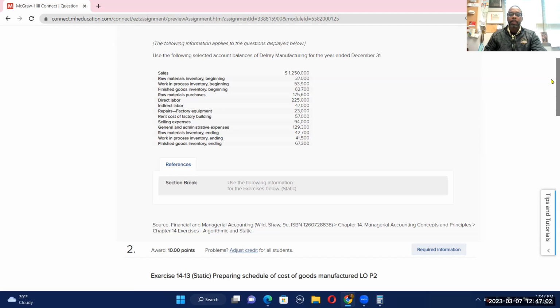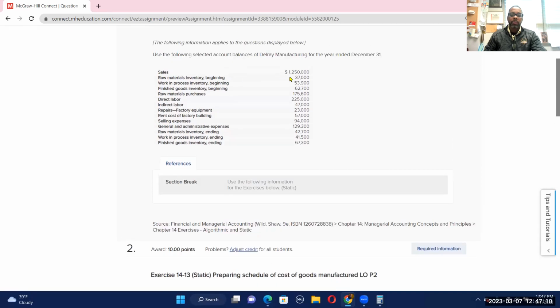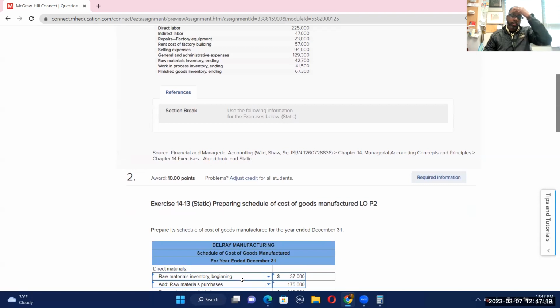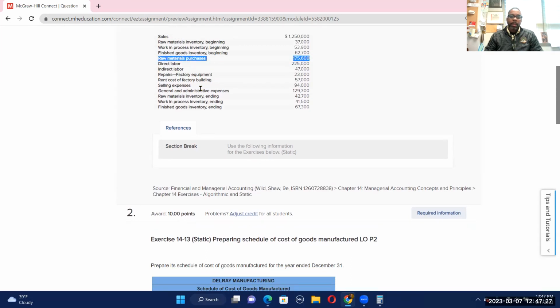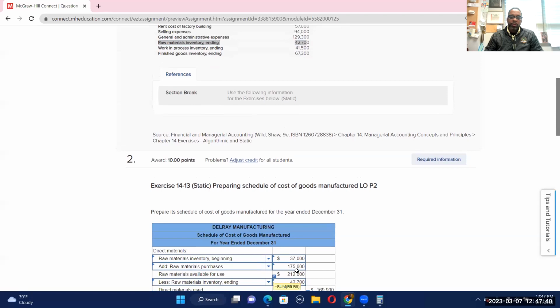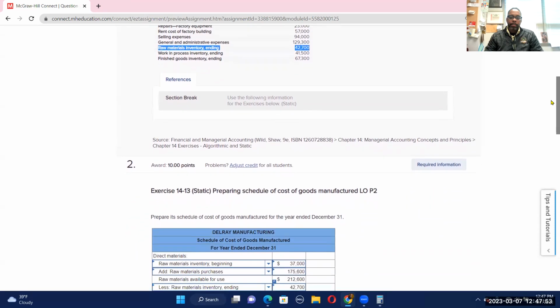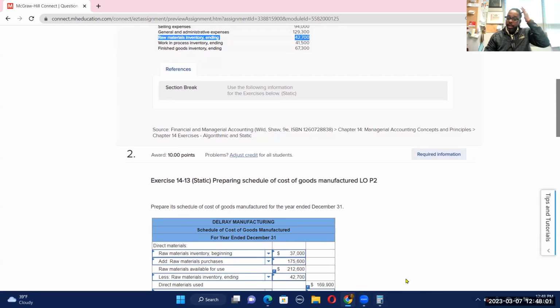The first account is going to be your direct materials. We're going to take the beginning raw materials inventory, add the raw materials that we purchased, and subtract the ending raw materials. So we have beginning raw materials of 37,000, the raw materials purchases of 175,600, and then subtract the ending raw materials, which is 42,700. Add these two, subtract that, and you get the direct materials of 169,000.